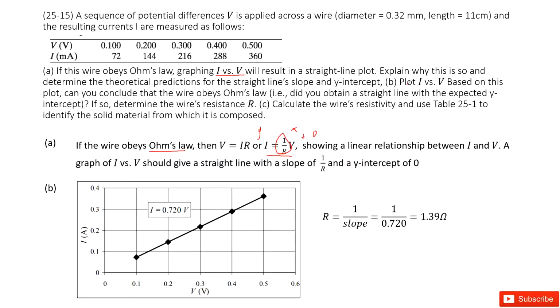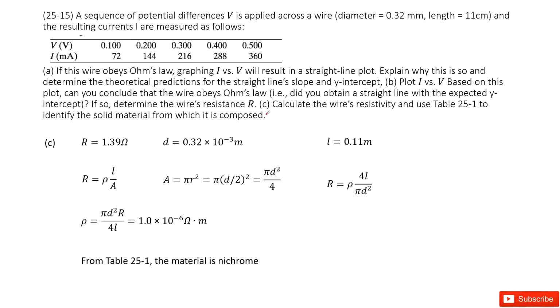The second part asks you to plot the current versus voltage based on this list, and then determine the resistance from the slope of the graph. Yes. So you can see in this list, we can plot the graph of I versus voltage. It looks like this, right? From this graph, we get the slope is 0.72. And as we said in part 1, the resistance is just 1 over the slope. So in this case, it is 1.39 ohms. The intercept is 0, right?